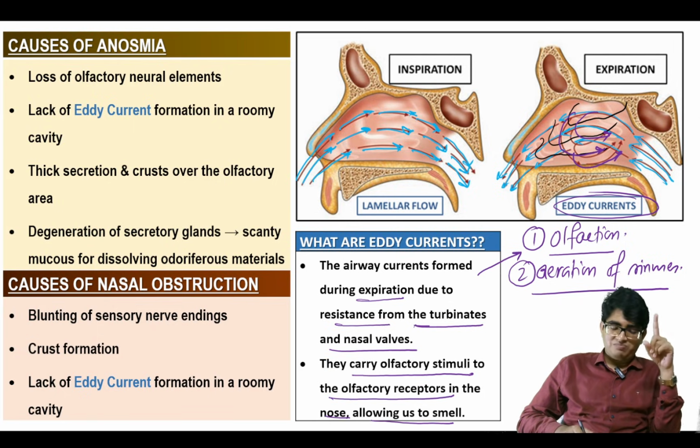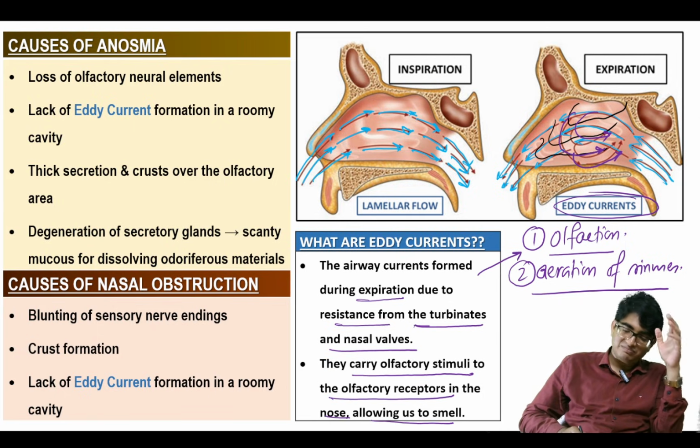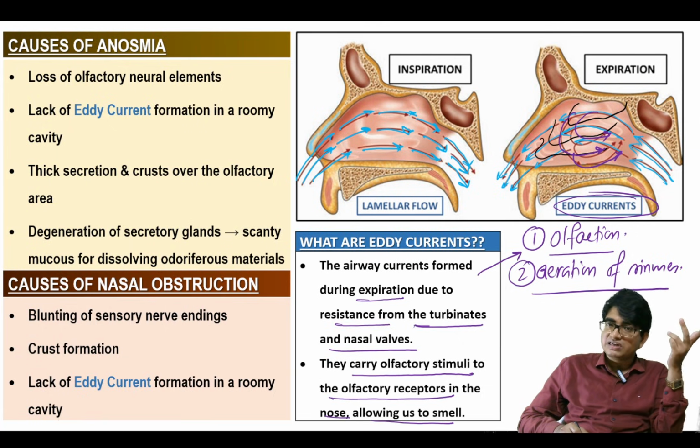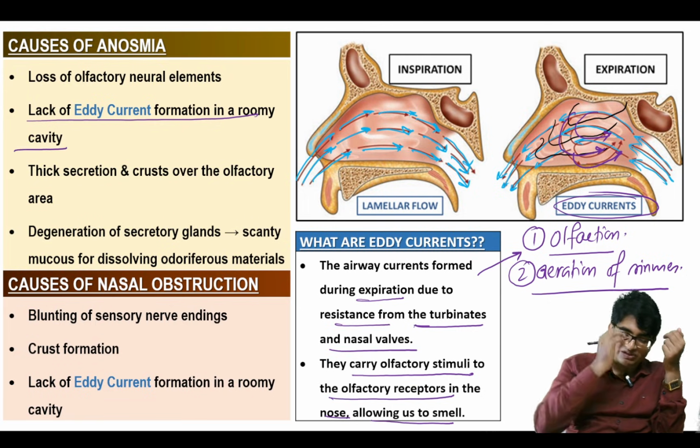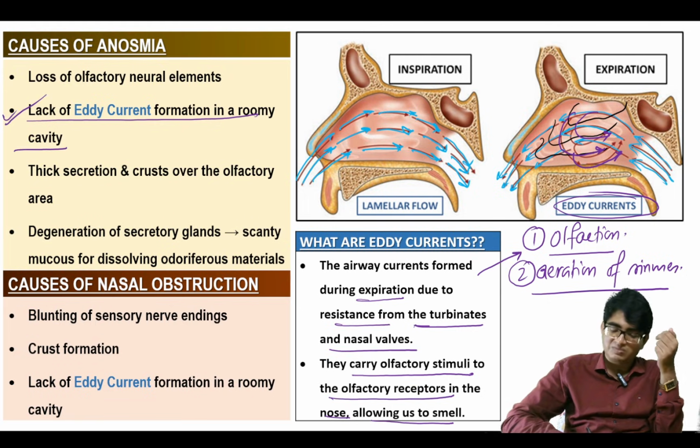One of the most important causes of anosmia. Why? There are no turbinates, or they have degenerated. What will happen to the eddy currents? They will not be formed. If the eddy currents are not being formed, olfaction will be hampered. So there is lack of eddy current formation in the roomy nasal cavity. This is one of the most important causes of anosmia.